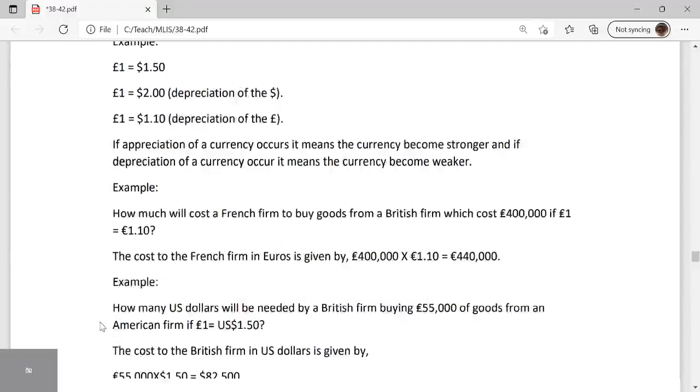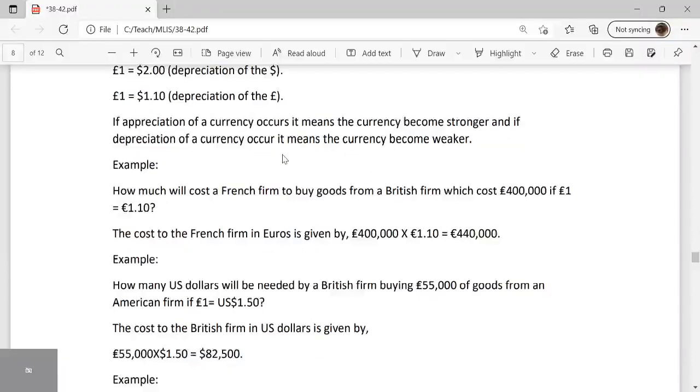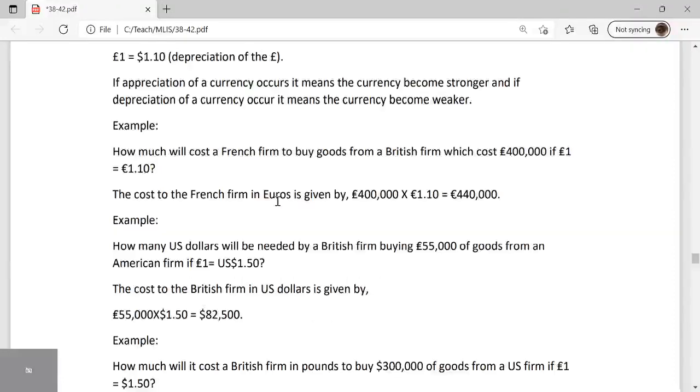So if appreciation of a currency occurs, it means that the currency becomes stronger. And if depreciation of a currency occurs, it means the currency becomes weaker. Okay, so appreciation means stronger and depreciation means weaker. So let's go through some more examples. Okay, so you can get questions like this in your exam as well.